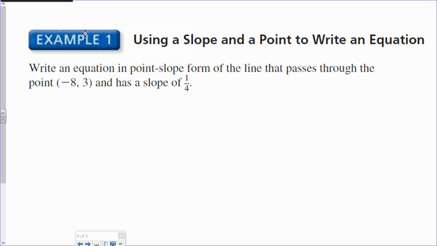Go ahead and write this down, example 1. Write an equation in point slope form of a line that passes through the point -8, 3 and has a slope of 1/4. So write that one down. This is example 1. I'll throw like 3 or 4 examples at you today.